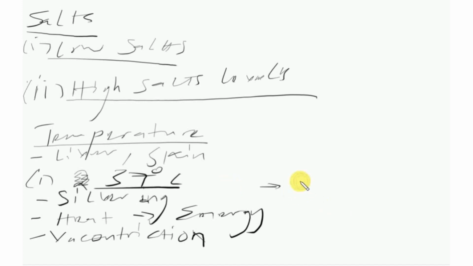So the erector muscles will contract. These are the processes that occur when the body temperature drops below 37 degrees Celsius.